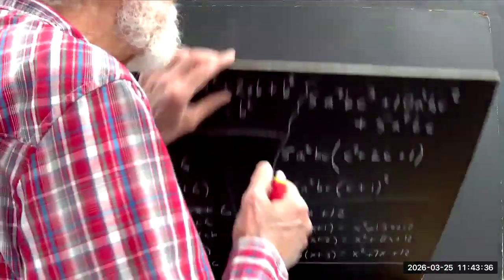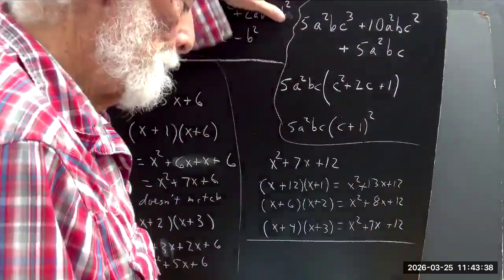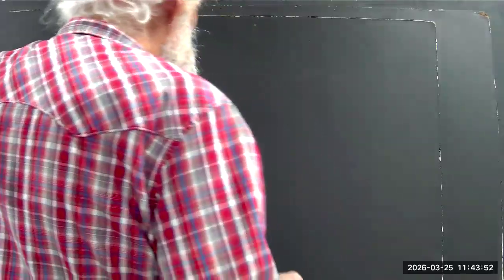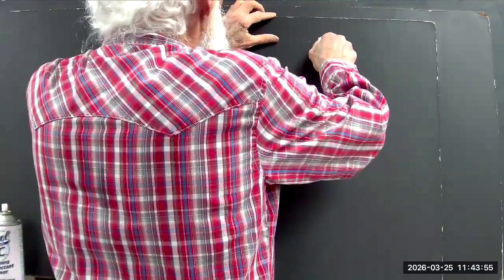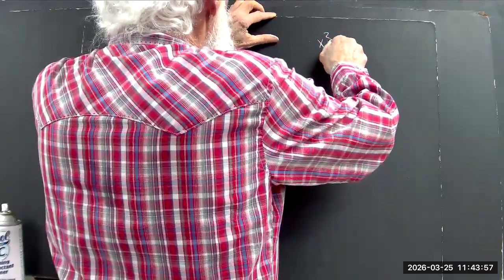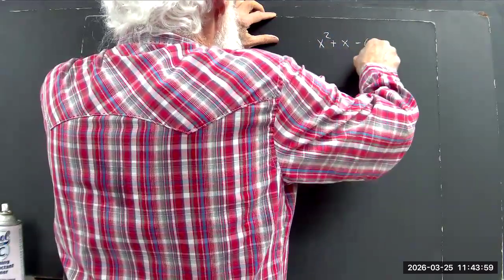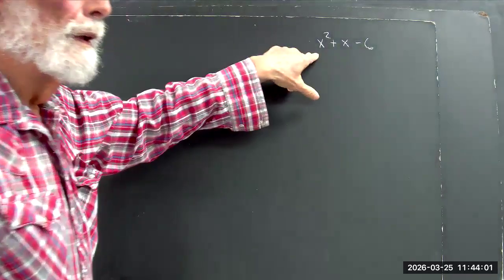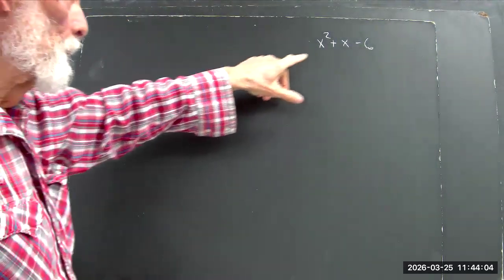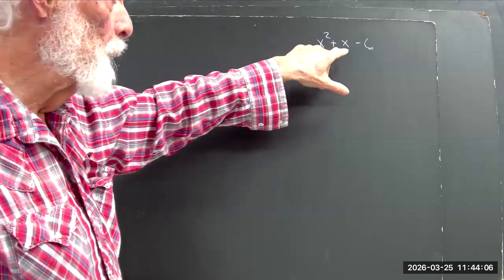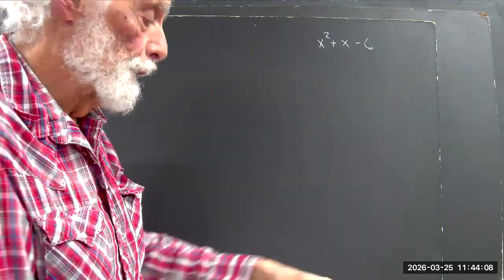Okay, well, starting to have fun, so let's do a couple more. They do get a little more complicated. Everybody's doing pretty well with this, so I'm going to throw a little curveball at you. Let's try x squared plus x minus 6.